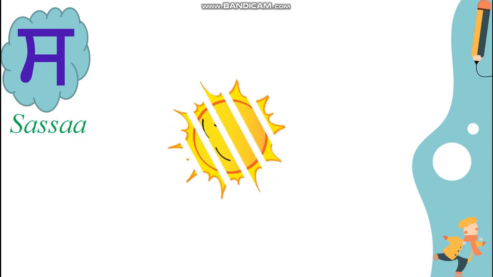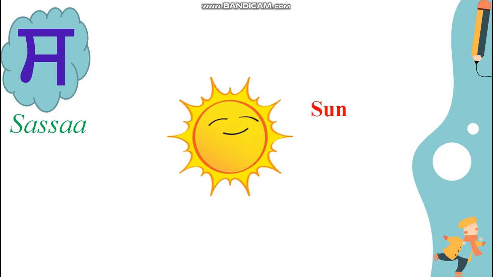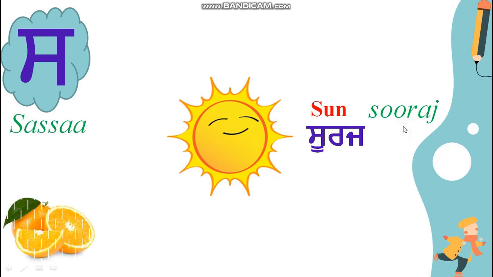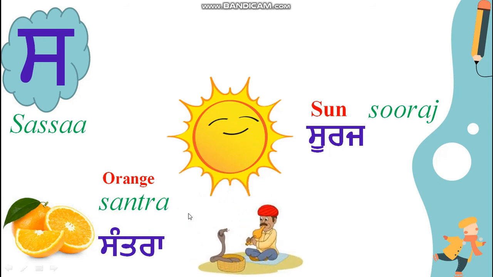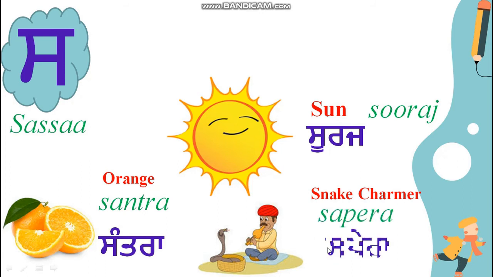Sasa. This is a photo of a sun. Sun is known as Suraj in Punjabi. This is a photo of orange. Orange is known as Santra in Punjabi. Snake charmer. And snake charmer is known as sapera in Punjabi.